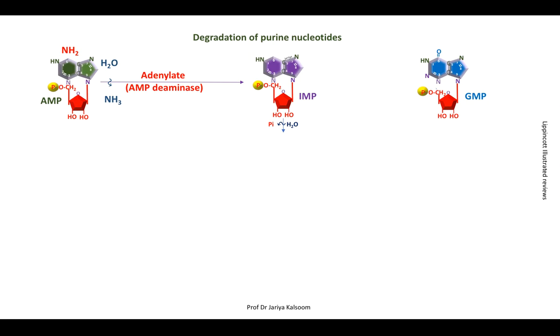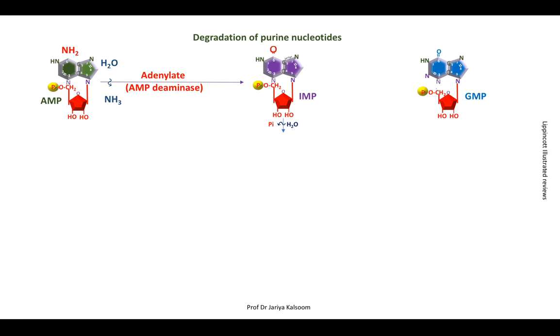So here you can see that removal of the amino group forms IMP. Now AMP may also be converted to its nucleoside form directly instead of conversion to IMP. Now, since you can see that we are seeing three nucleotides on the screen: AMP, IMP, and GMP. Now, these are going to be degraded.